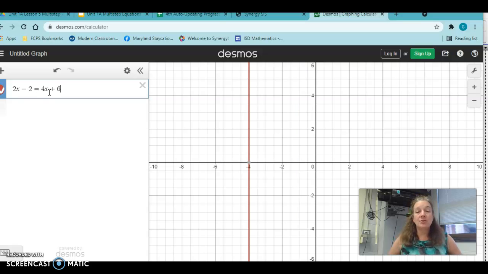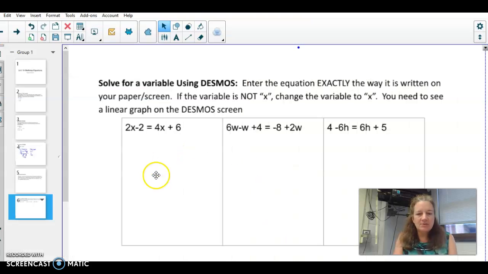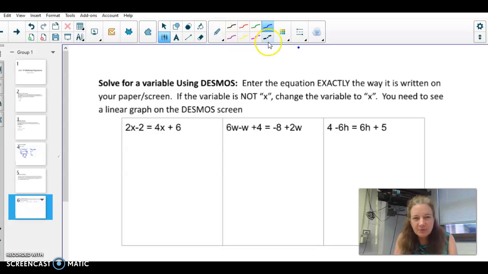This is the problem that's on your notes. You're going to type it exactly the way it is on your paper. And I'm looking and I see this line going through here, and it's going through at the point negative 4, 0. So my x value at this point is negative 4. Guess what the answer is? You got it, negative 4. So I'm going to go back to my notes, and I'm going to write down negative 4. That's my answer.